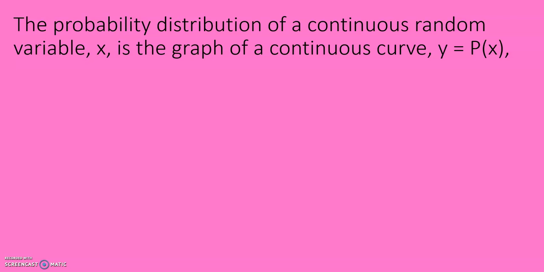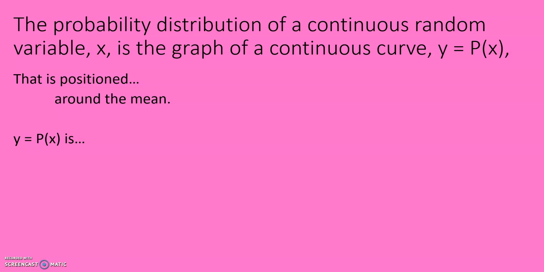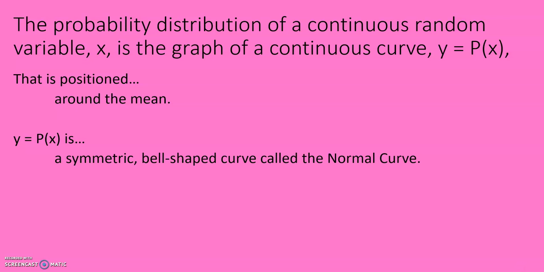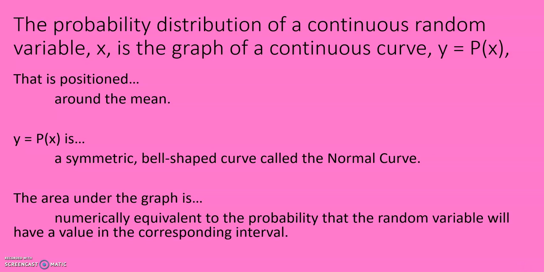The probability distribution of a continuous random variable x is the graph of a continuous curve, y equals p of x, that is positioned around the mean. Y equals p of x is a symmetric bell-shaped curve called the normal curve. The area under the graph is equivalent to the probability that the random variable will have a value in the corresponding interval.